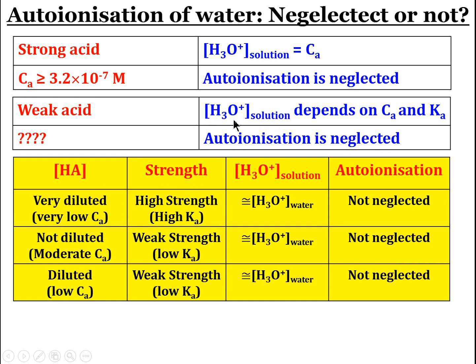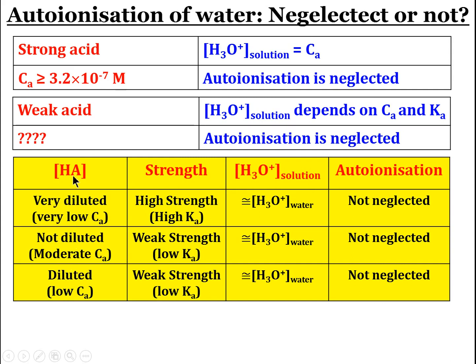As we said, the concentration of H3O+ is affected by two factors, the concentration of the weak acid and its strength. If the H3O+ released in the solution is close to the H3O+ released from water, in this case we could not neglect the autoionization of water. In this table, we have three cases.